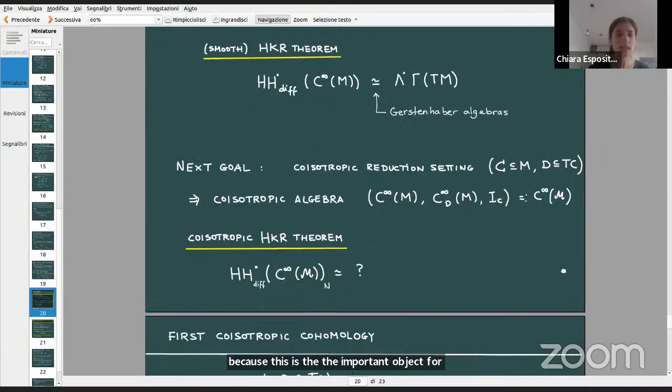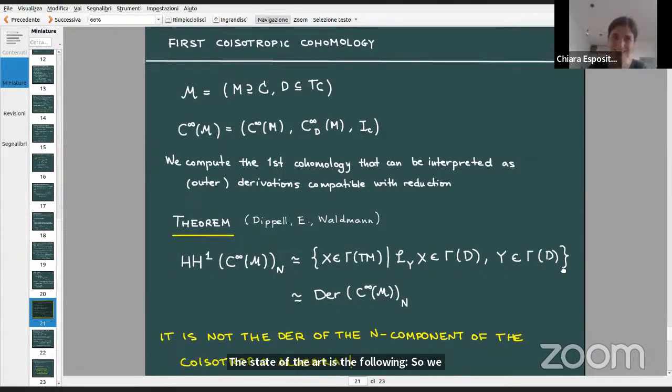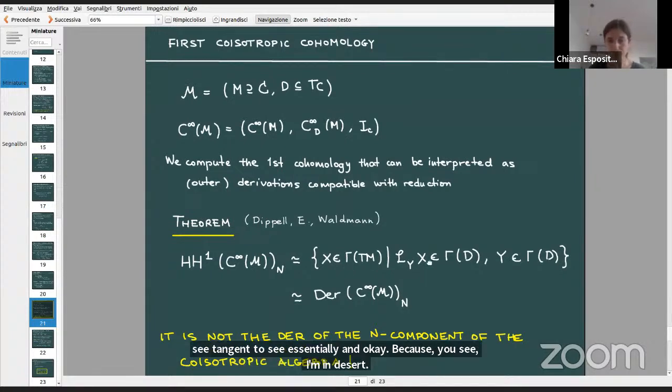Okay, and now, what's the state of the art? We could compute the first coisotropic cohomology, which is nice. Of course, this can be easily interpreted as outer derivations compatible with reduction. It's not a big surprise what we got, because we got vector fields tangent to C essentially. These are vector fields such that when you take the Lie derivative along the distribution, you still stay in the distribution. This means essentially derivations of the normal component of the coisotropic algebra.